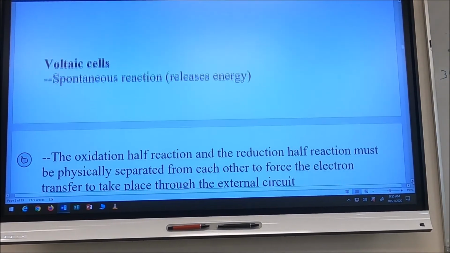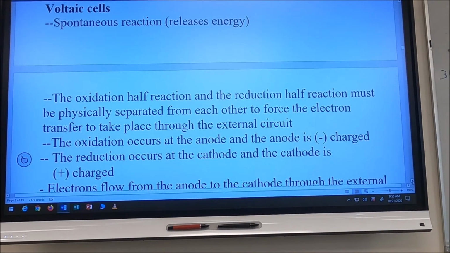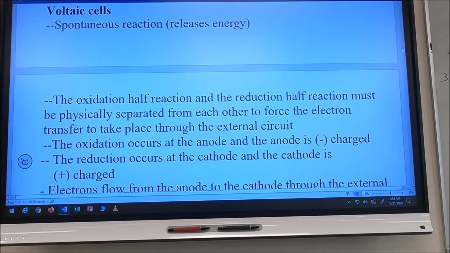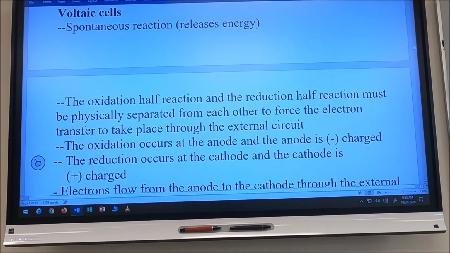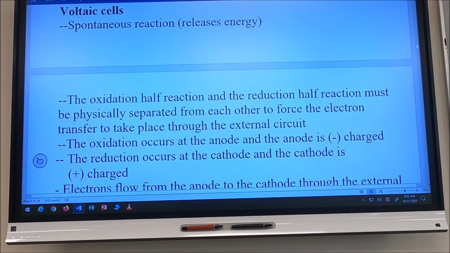Now, we're going to start off talking mainly about voltaic cells. Voltaic cells are spontaneous redox reactions. So they're going to release energy. The oxidation half reaction and reduction half reaction have to be physically separated from each other so that we force the electron transfer to take place through the external circuit.